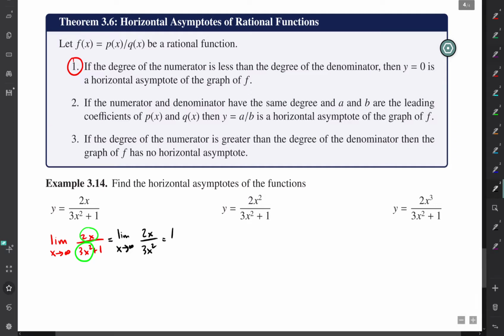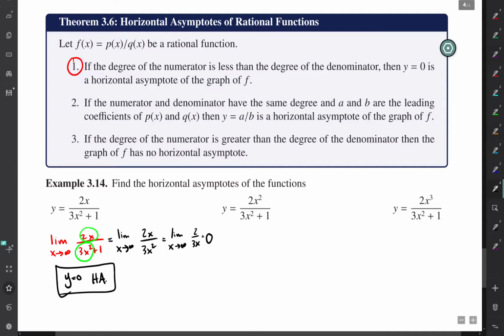And if you simplify a little bit, if you cancel the x over x squared, you get 2 over 3x, and you're looking at the limit as x goes to infinity of 2 over 3x. That's going to be 2 over some really, really huge number, right? So the limit here is going to 0. And so that's what we find, is that y equals 0 is the horizontal asymptote for any rational function where the degree of the numerator is less than the degree of the denominator.